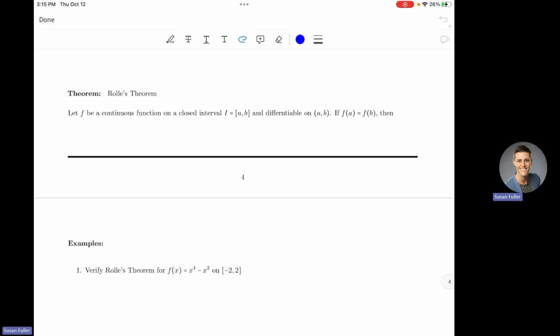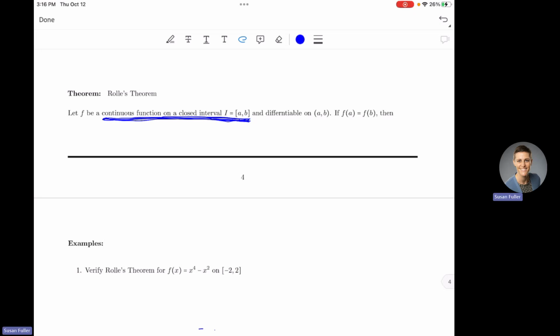Okay, so Rolle's theorem says let f be a continuous function on a closed interval. So this is also where we started with the extreme value theorem, where our function is going to be continuous and we have a closed interval from x equals a to x equals b. So we've got closed circles at our endpoints and nothing weird happens to our function over that interval. No breaks, no jumps, no holes, no vertical asymptotes, nothing weird.